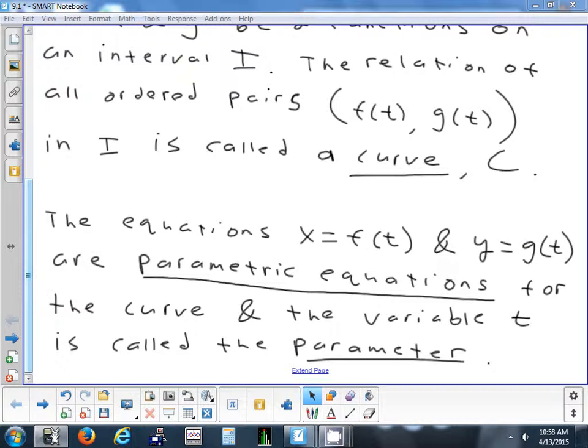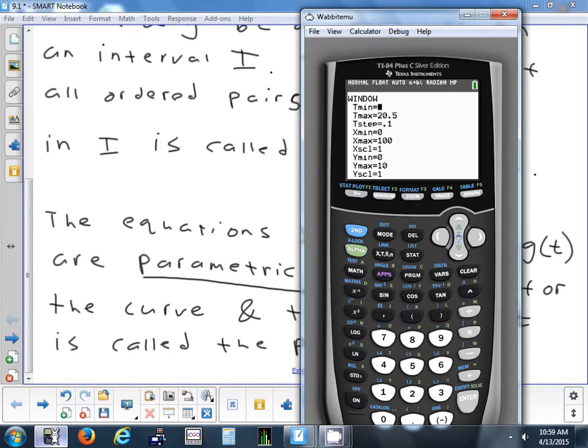Well, t is the parameter. The minimum and maximum value for that parameter, that's the interval. So if they tell you the interval is 0 to 10, this is where you would type it in. Tmin is the lower end of the interval. Tmax is the upper end. And T-step, I'll explain more about that when we do some sketches.